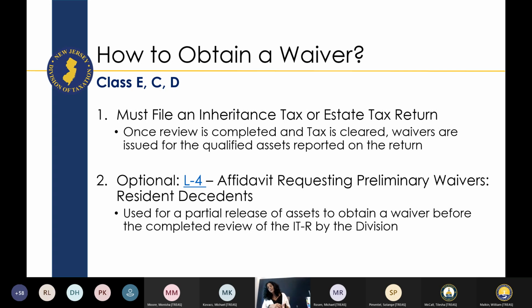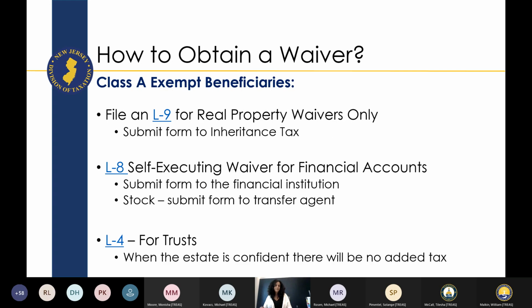L4s are also now used for trusts. If you have questions about that at a later date, you can call our office about that. But that's when you have only Class A beneficiaries. You know there's no way you will have a tax owed. And so you can fill out an L4 for that as well. Again, just keep in mind, it's not a guarantee that you will get some waivers early, but it can help you and put you in the right direction for it. You just have to meet specific criteria for that.